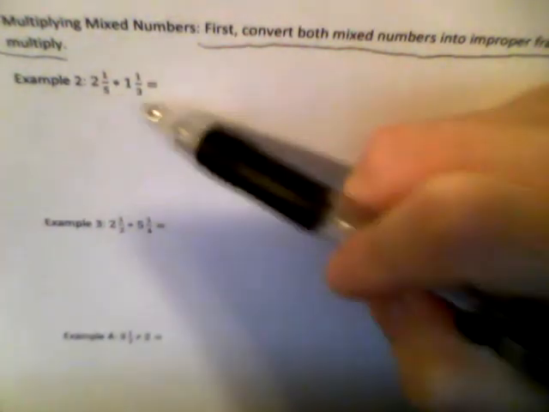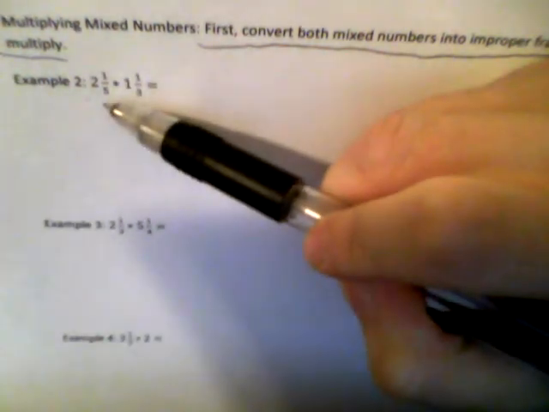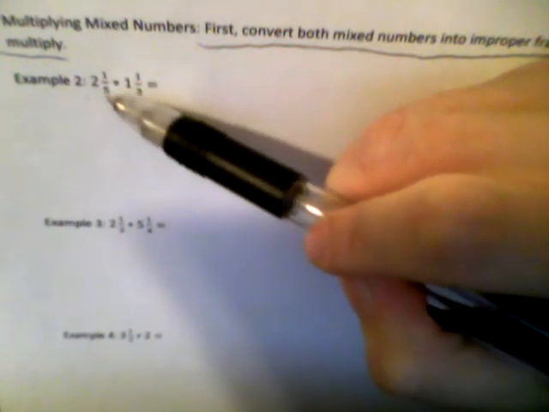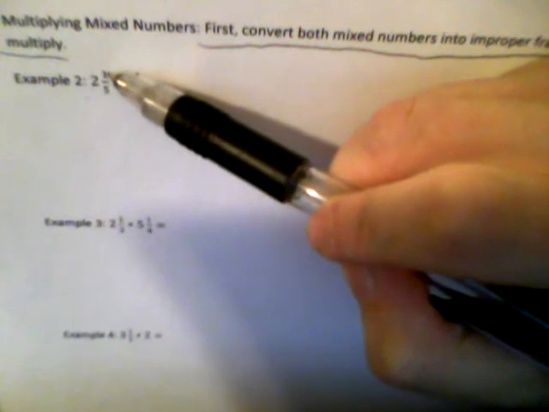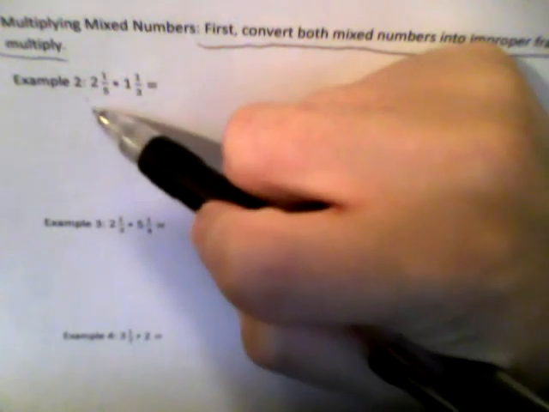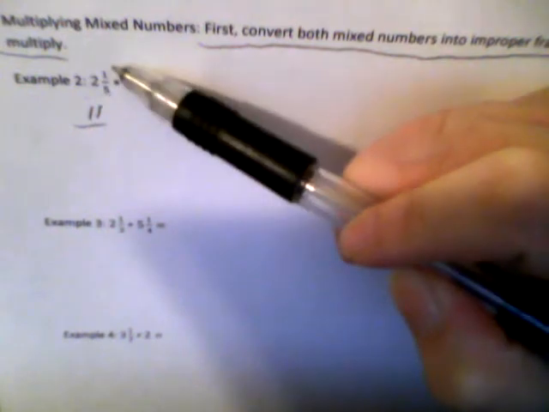So let's look at my first example, 2 1/5 times 1 1/3. So both of these are mixed numbers. I'm going to first convert both of these into improper fractions. So 2 1/5, to convert that into an improper fraction, I just do my whole number times my denominator. So 2 times 5 is 10, plus my numerator, 1, which is 11. So my numerator for my improper fraction is going to be 11. And again, I just did 2 times 5, which is 10, plus 1, which is 11. So 11 is my numerator, and I keep my denominator of 5.